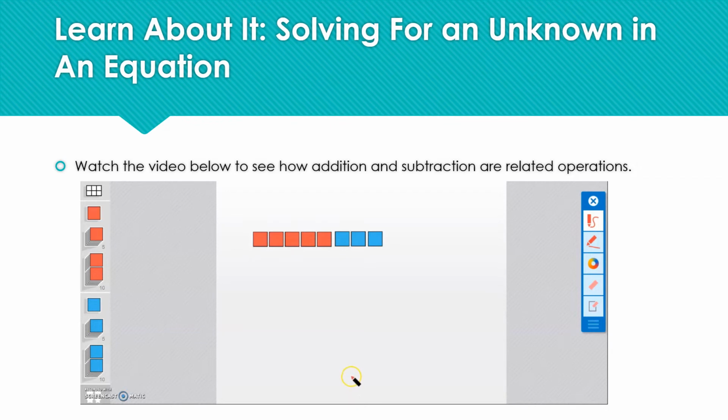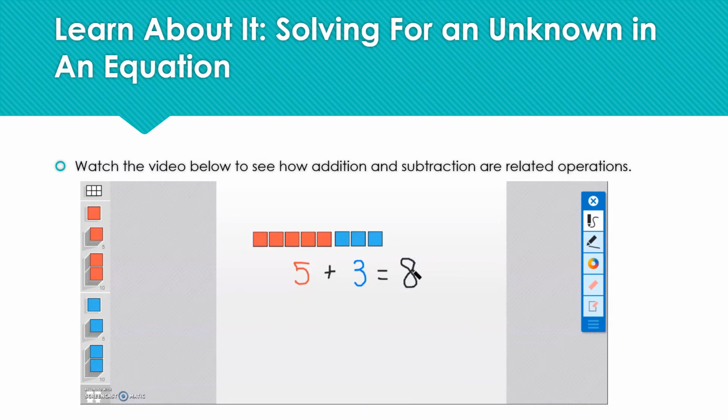We are going to take a look at the relationship between addition and subtraction. What we see here is 5 red counters, 1, 2, 3, 4, 5. We also see 3 blue counters, 1, 2, 3. If we are trying to find out how many counters there are in all, we want to count the two groups together using addition. 5 red counters plus 3 blue counters equals 8 counters in all.